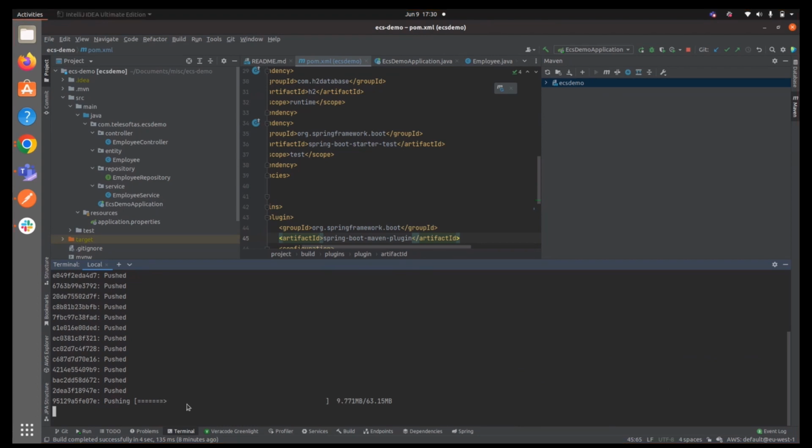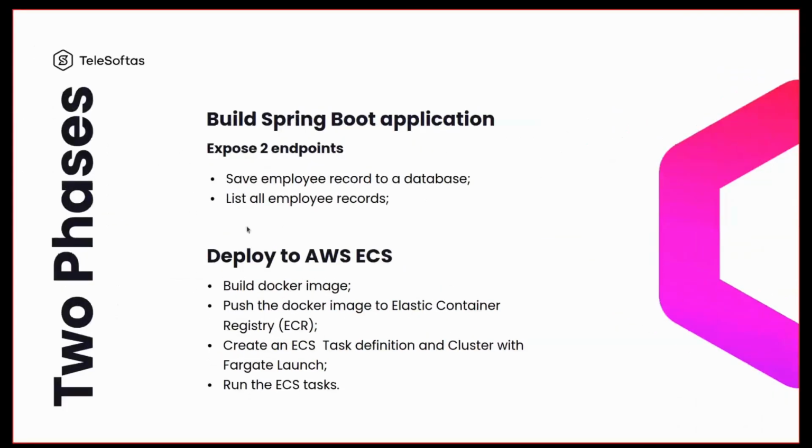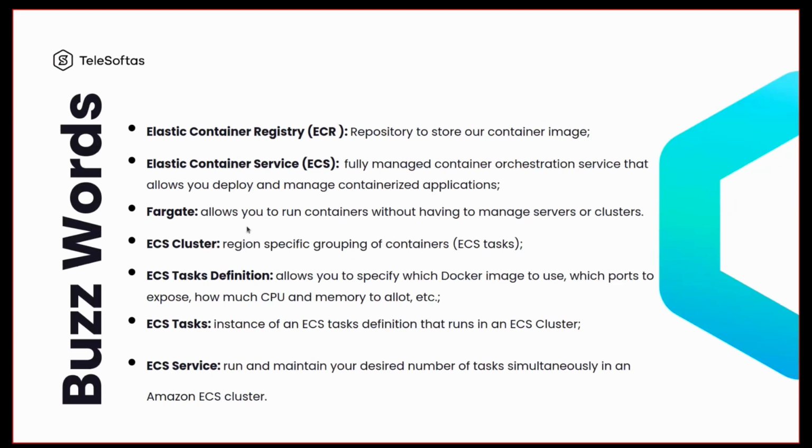So I'm going to jump off to my slides and talk a little bit about ECS. There are some buzzwords I'm going to use going forward because I'm talking about AWS ECS. Okay, I'm out of the Spring Boot section now. I have talked about the Elastic Container Registry, ECR. ECR is basically a repository to store our container images.